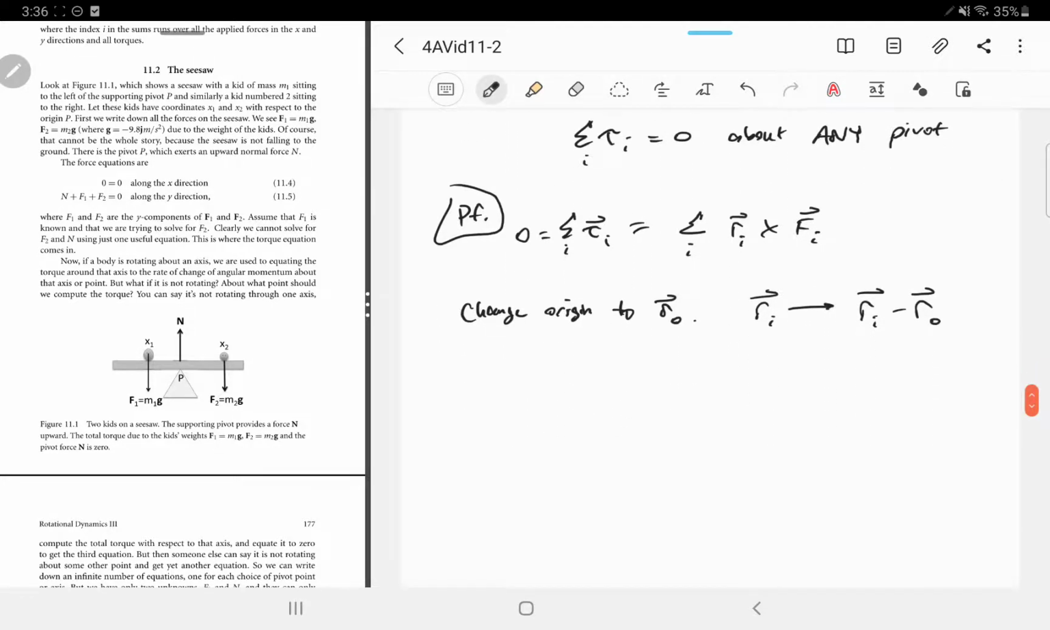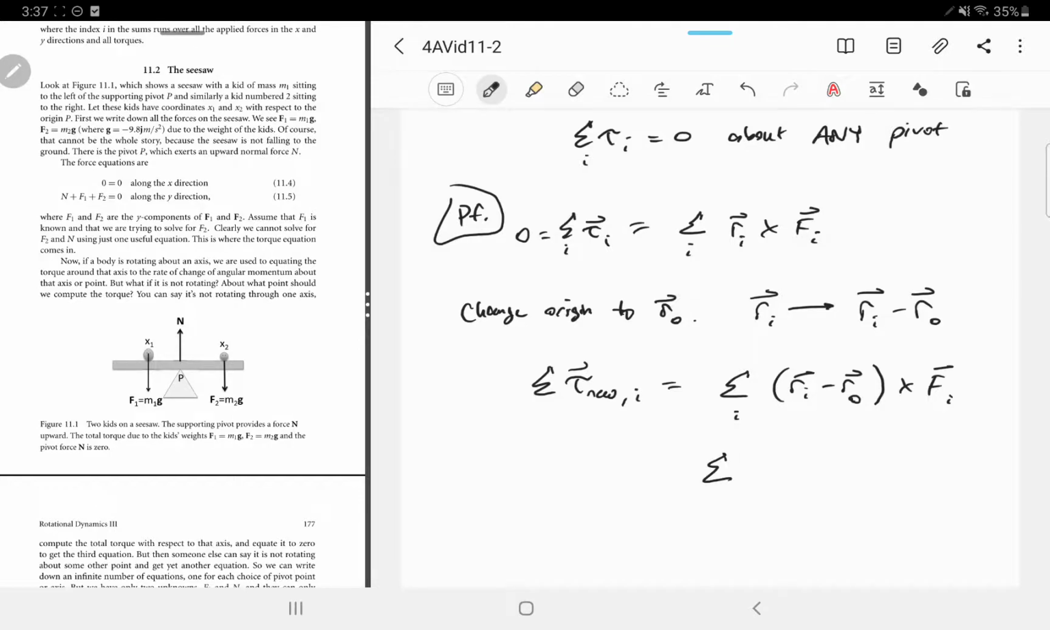Okay, so the sum of the new torques, in other words, these are torques about the new origin. This is going to be a sum where every r_i is replaced with r_i minus r_0, cross F_i. Now, the key to this proof, what lets us do this, is that with the cross product, when you have a minus of these two vectors, you can do r_i cross F_i minus r_0 cross F_i.